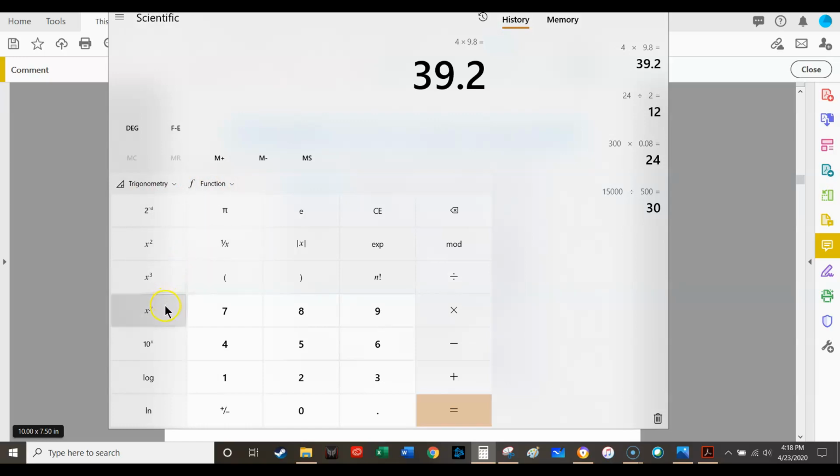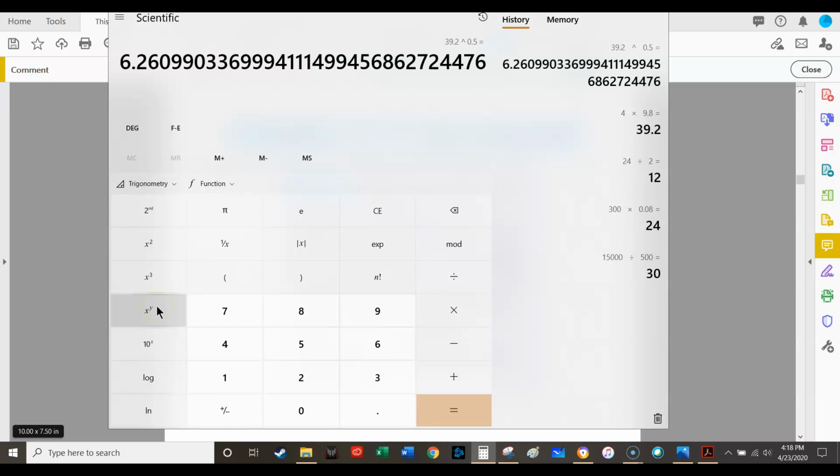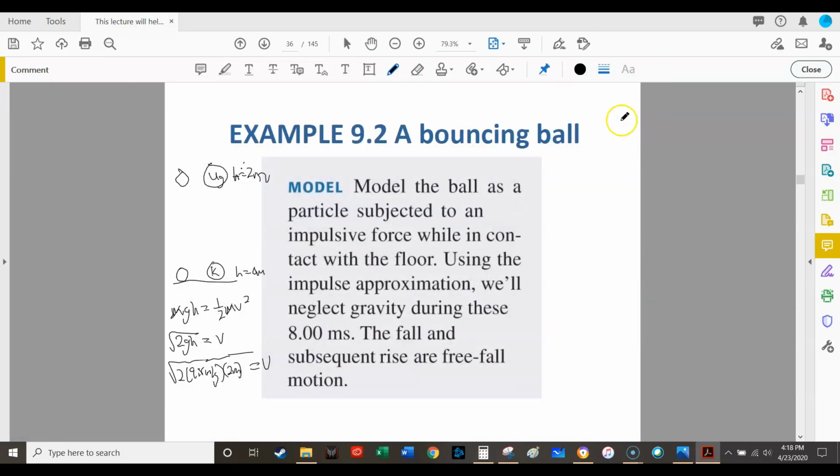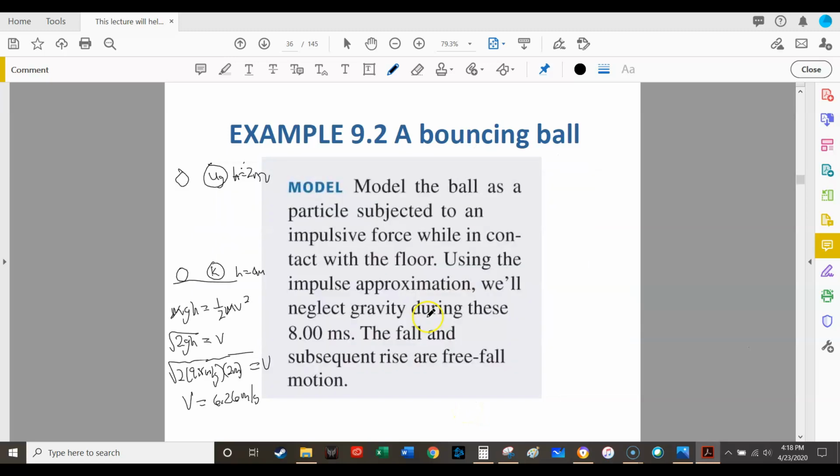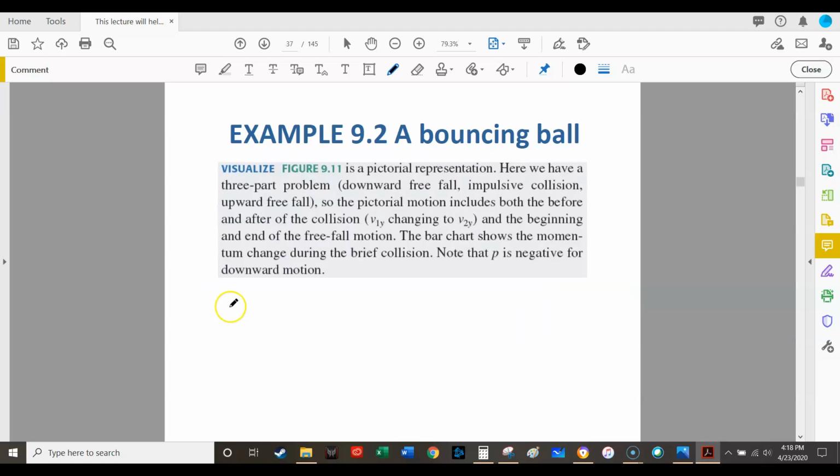I'm going to take that to the 1/2 power, so that is 6.26 meters per second. So the velocity is 6.26 meters per second. Okay, well now we got it. So let's list out what we have now, okay?